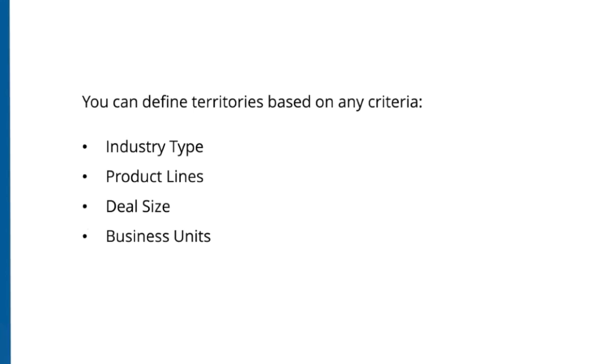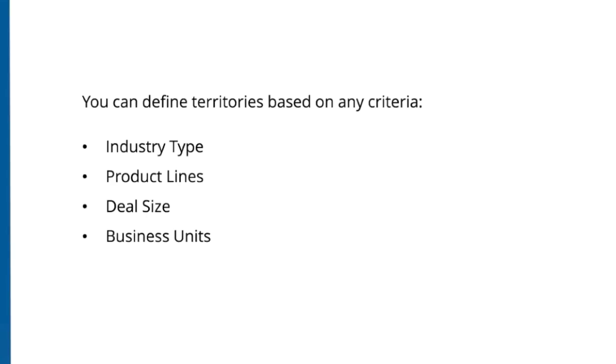So the bottom line is that territories can be defined by geography, industry type, product lines, deal size, and business units. For example, if you have a group of sales reps that cater to SMBs and another team of experienced sales executives for managing big accounts, then grouping your customer accounts would be easier with territories. You simply have to divide your small and large businesses into two major territories.